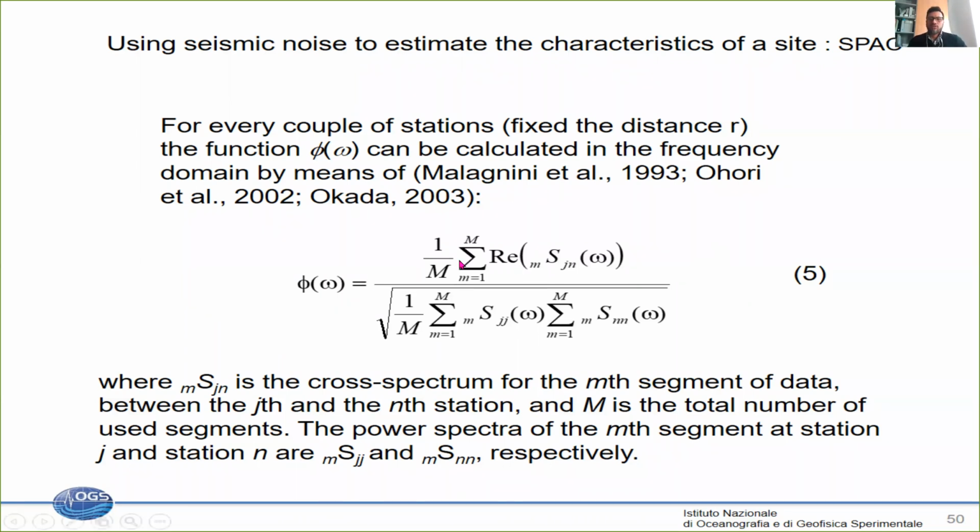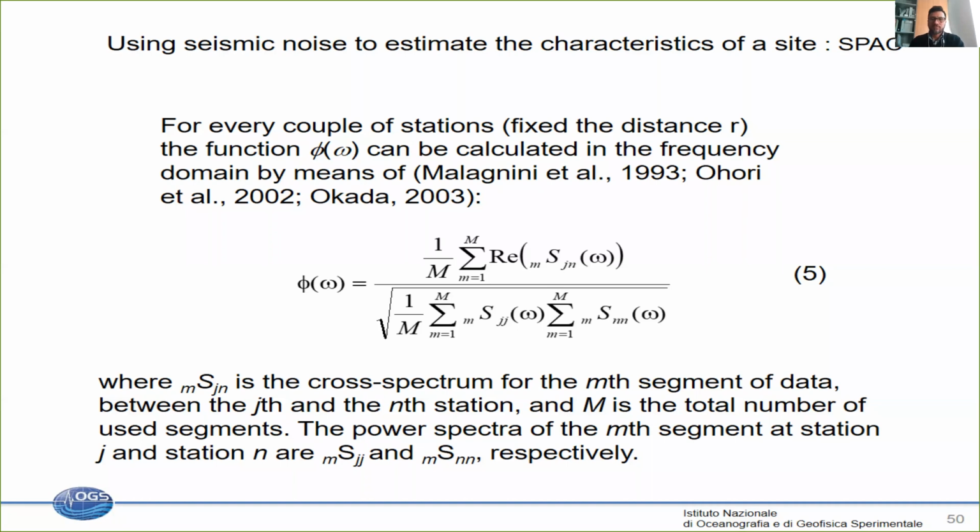And we simply normalize this with a power spectrum, let's say, of the recording at the station J and the power spectrum of the recording at the station N. So in this way, we immediately have the coefficient, the correlation coefficient for all the frequency for each couple of stations.